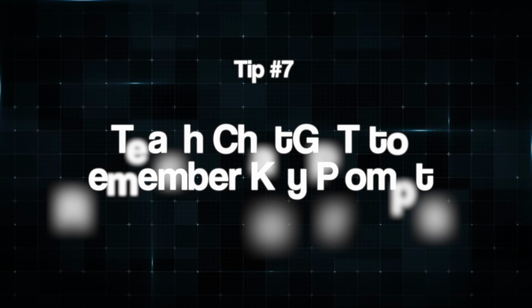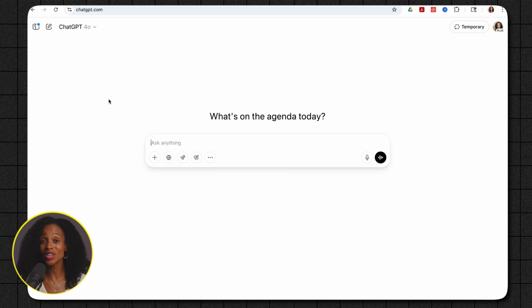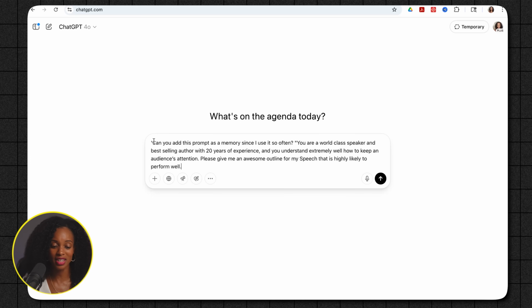Next up, number 7, if you have a prompt that you use repeatedly, really often, you can actually ask ChatGPT to remember it for you using its memory feature. Let's say you do a lot of speeches and you ask ChatGPT for help on speaking notes or speeches that you want to do, and you often use the same prompt over and over again. You could say something like this: can you add this prompt as a memory since I use it so often? You are a world-class speaker and best-selling author with 20 years of experience, and you understand extremely well how to keep an audience's attention.